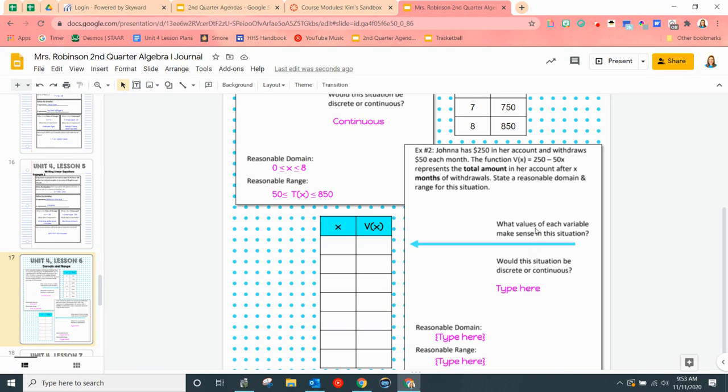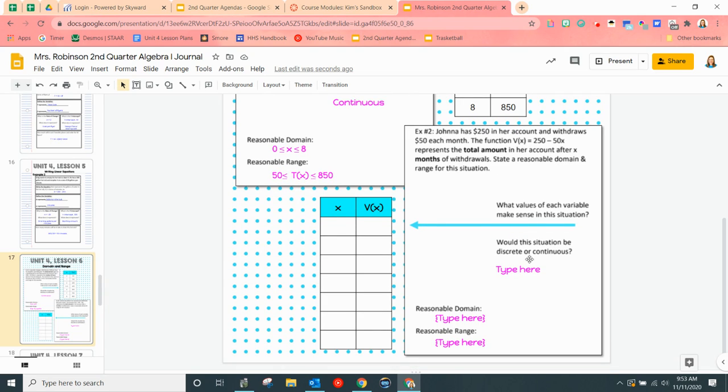Well, let's think about the values that make sense for this situation, and then we're going to decide, is it continuous or is it discrete? If she's at 0 months, remember our X value represents months, so at month 0, this is the beginning of her account. She's made no withdrawals. What is her balance? It's got to be the 250, right? Because she hasn't made any withdrawals and she started her account with $250 in it.